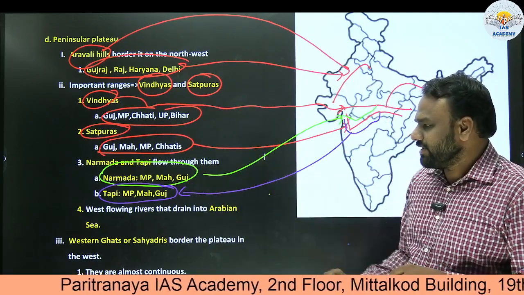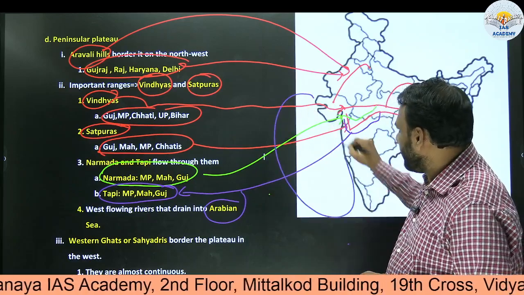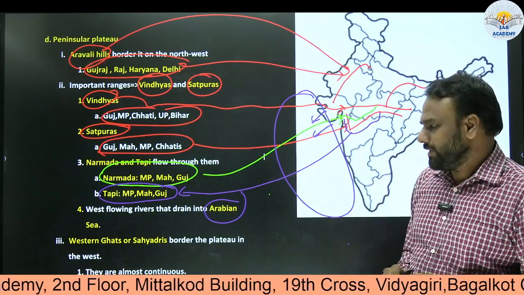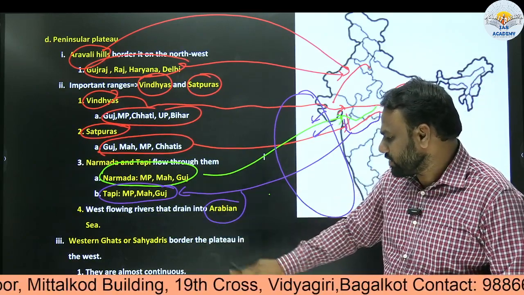Next, both these rivers drain into the Arabian Sea. So here we have the Arabian Sea. These rivers flow into the Arabian Sea. Next, similarly, we will see about the Western Ghats or Sahyadris.